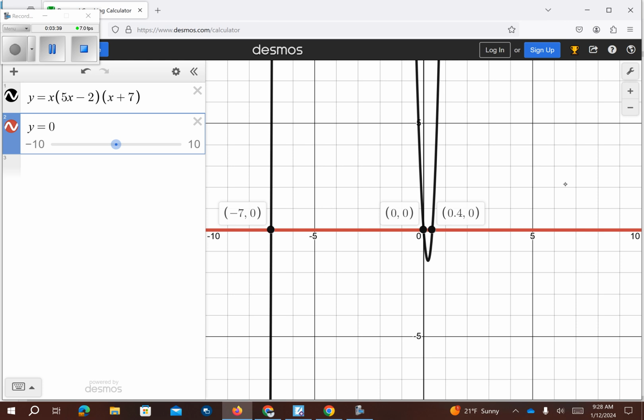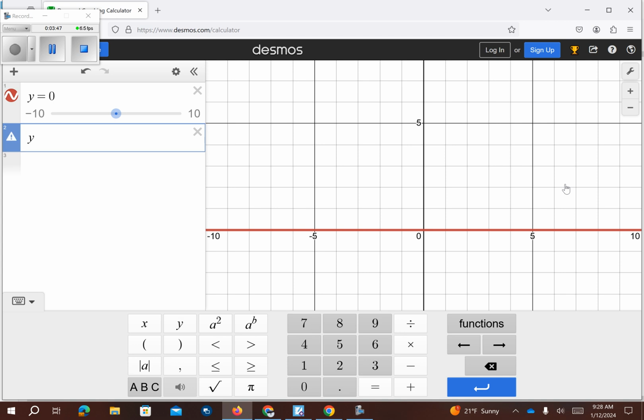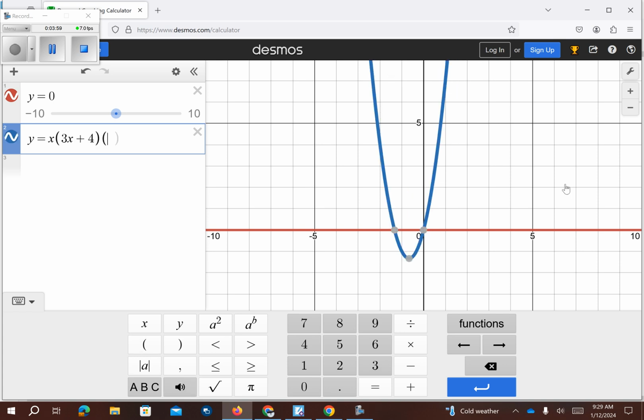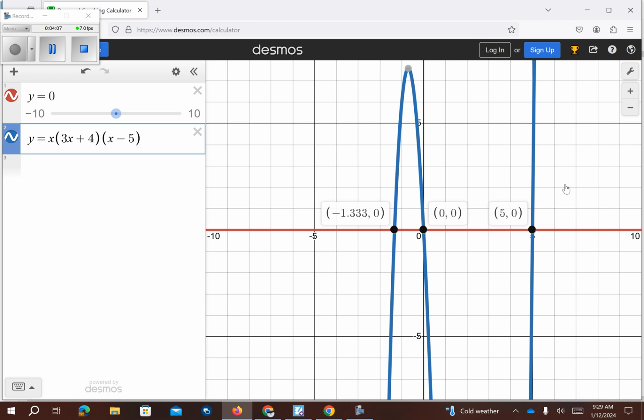Number 9 is done the exact same way, right? So I'm just going to get rid of this one, keep that one, and go y equals x, parentheses, 3x plus 4, and x minus 5. And again, we're worried about these values. So only look at the x value of the point. So I get -1.3, I get 0, and I get 5. Good so far? All right.